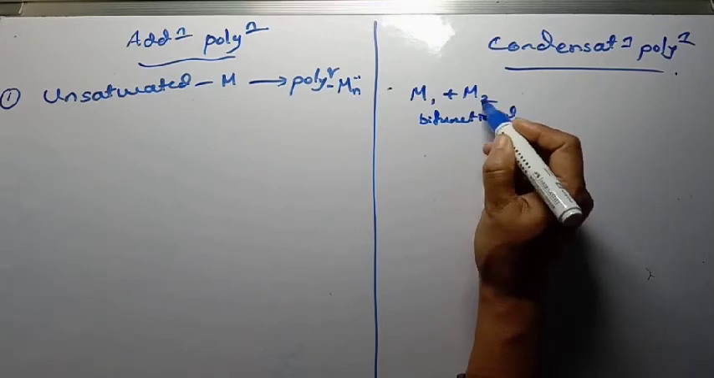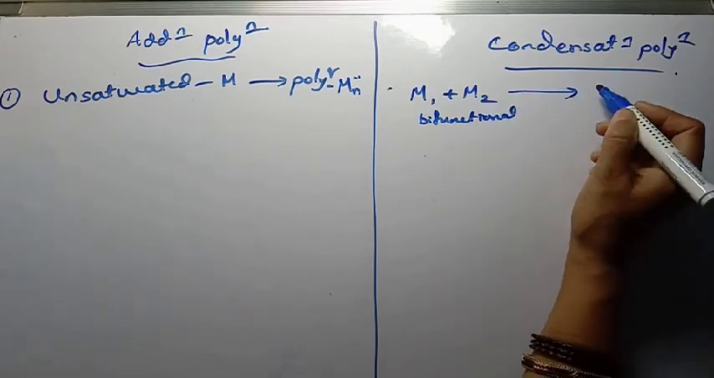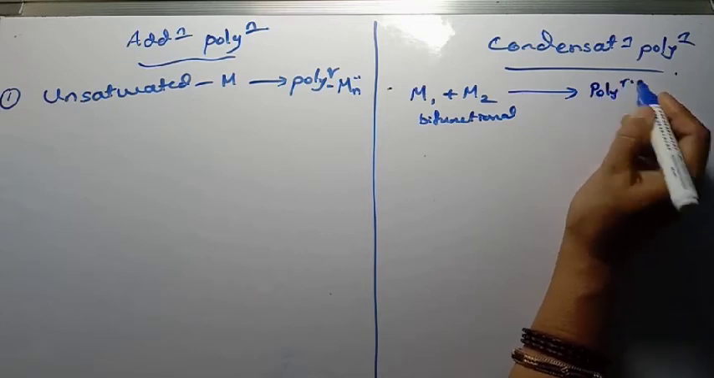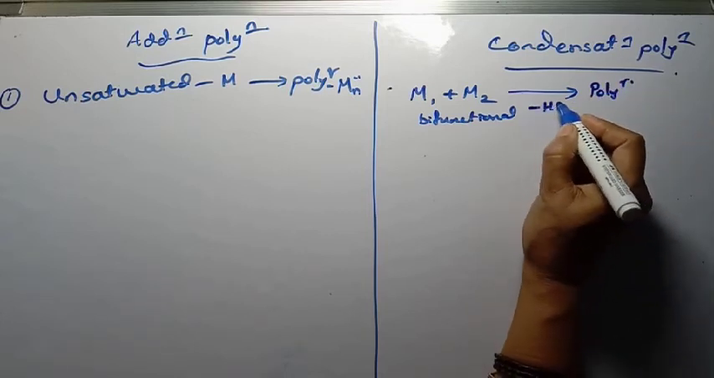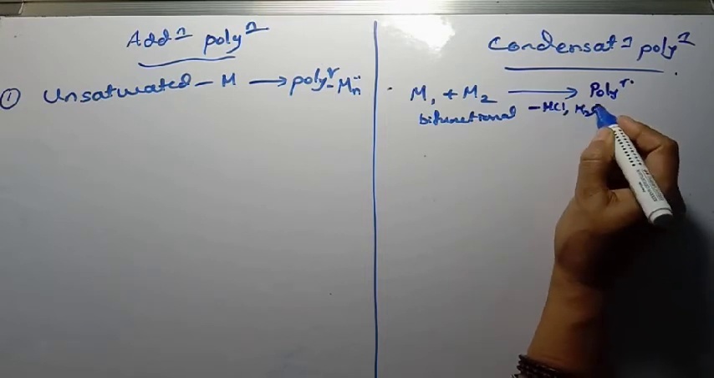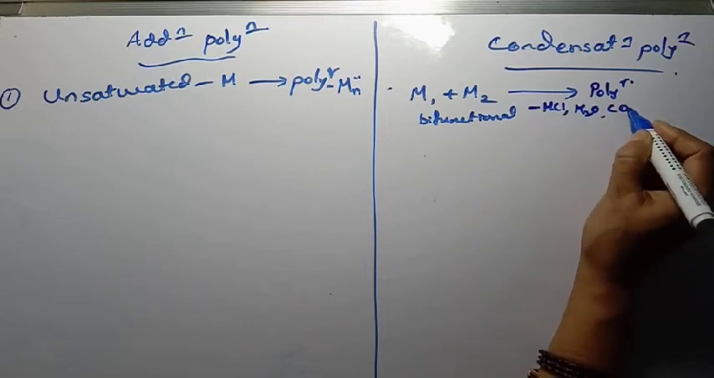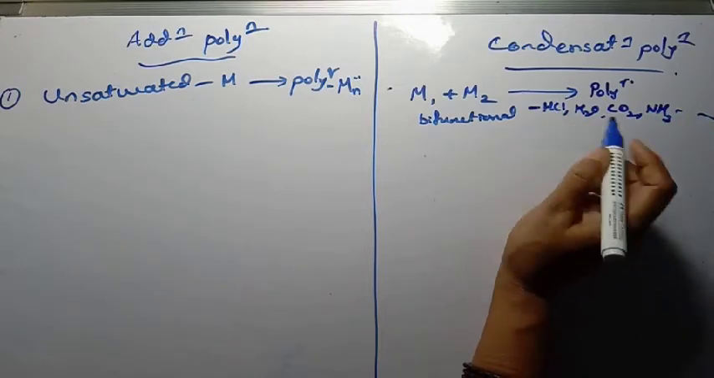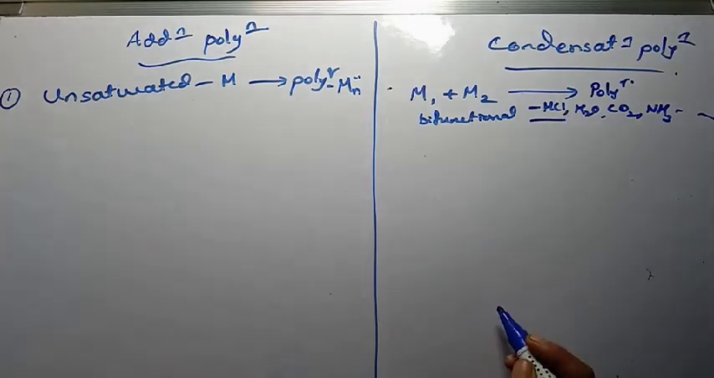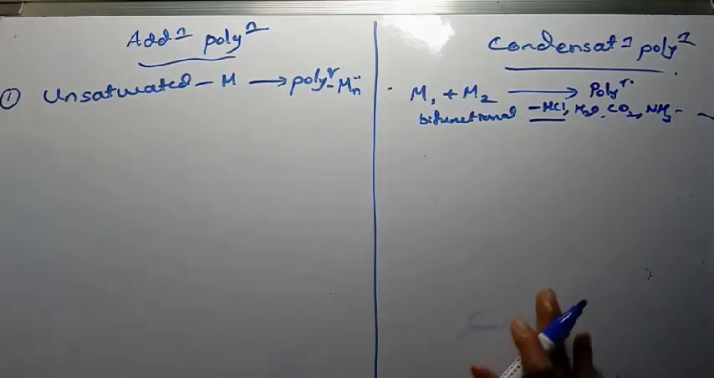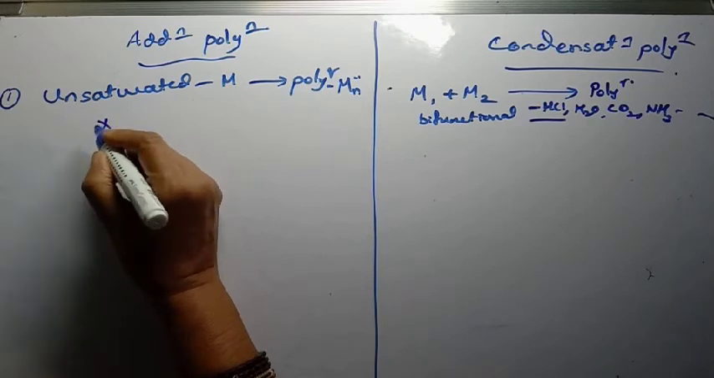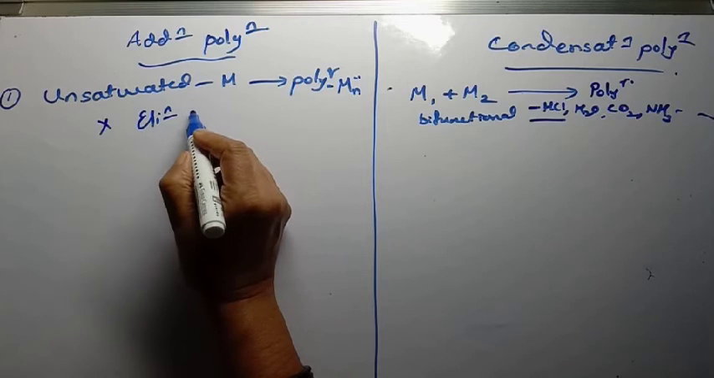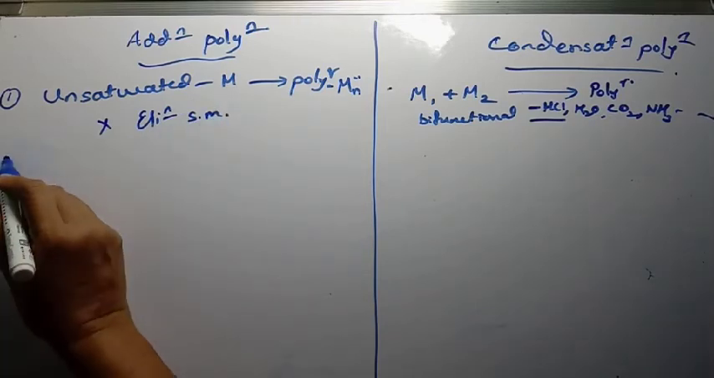monomers are combined to give a macromolecule or a polymer. So there is elimination of simple molecules like H2O, HCl, CO2 or NH3, etc. So there is an elimination of such simple molecules, but here there is no elimination of simple molecules.